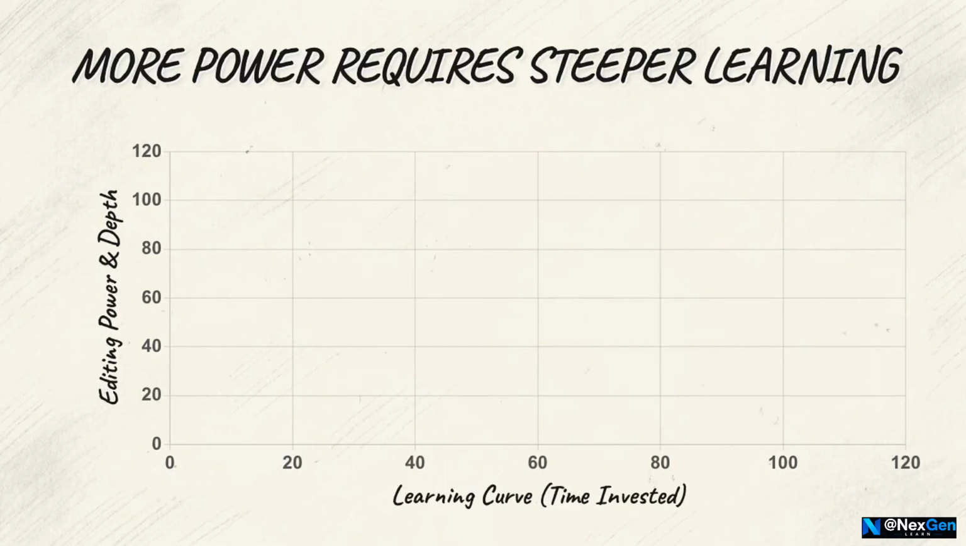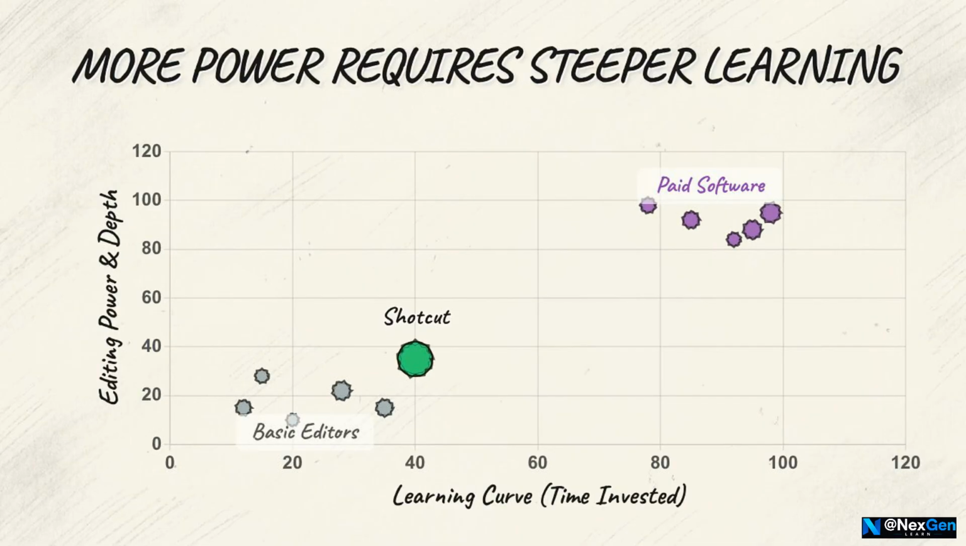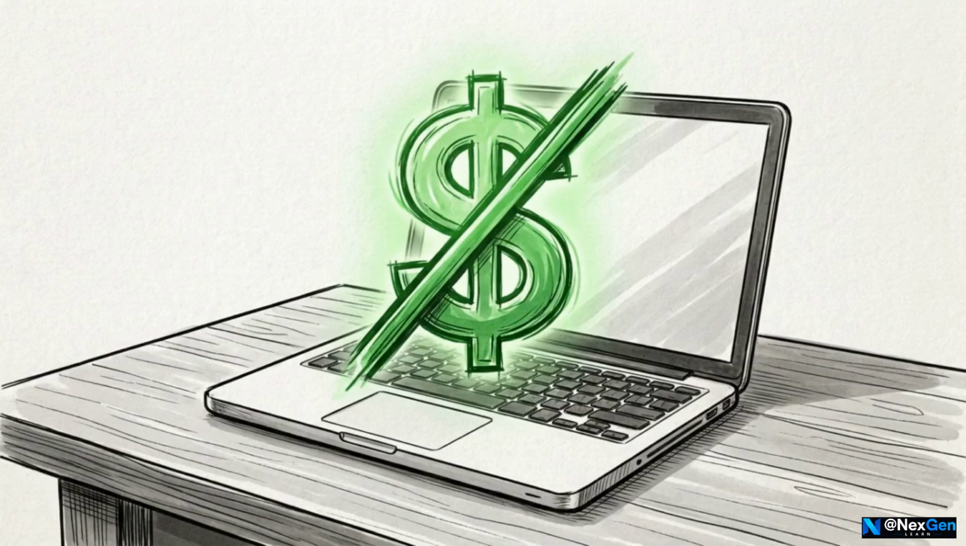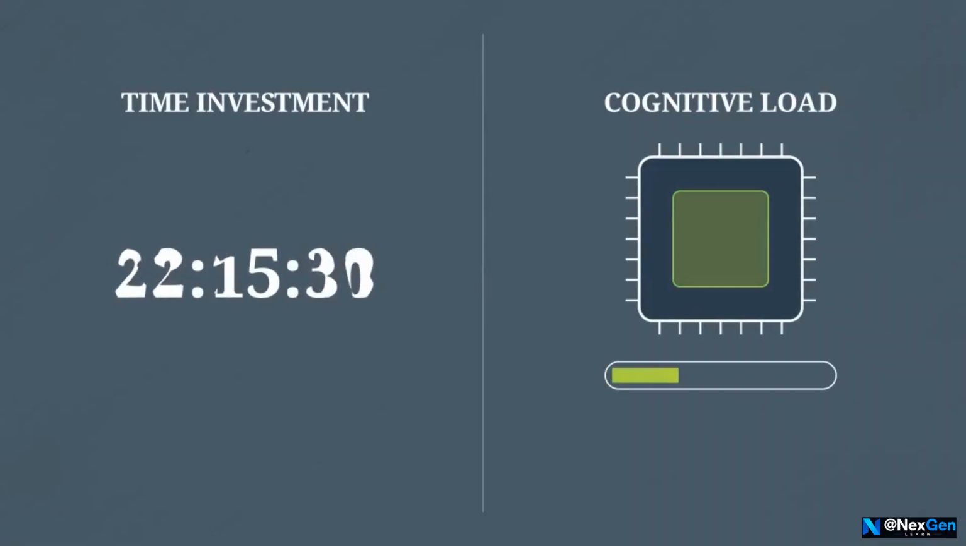To see how tools relate, this chart plots learning curve against editing power. Basic editors sit in the bottom left, paid software in the top right. Shotcut lands in the lower middle, Kdenlive steps to the upper middle, and Resolve sits in the top right. When you're choosing among free software, money is no longer a factor. The ultimate currency you are spending is your time and your daily cognitive load.